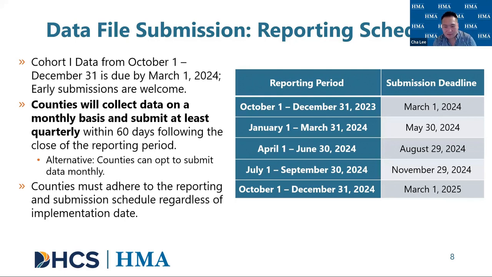Counties must adhere to this reporting and submission schedule regardless of implementation date. This means if a county begins implementation in the middle of a reporting period, they will submit the data by the submission deadline immediately following that period. Based on the current reporting timeline, cohort 1 counties are expected to submit their quarterly data by month for October through December 2023 by March 1st, 2024. And LA County is expected to submit their data for the month of December 2023 by March 1st, 2024.